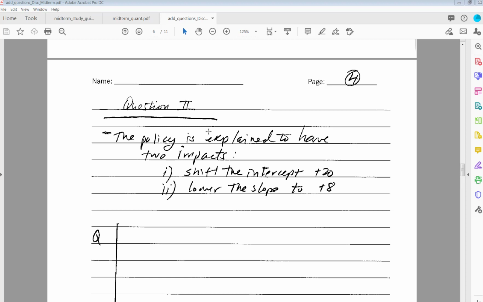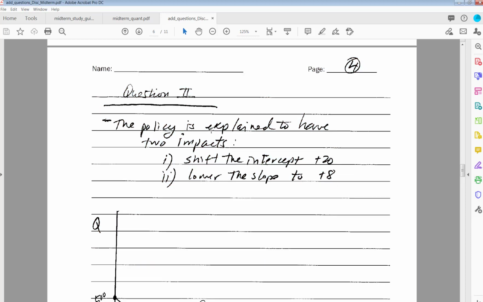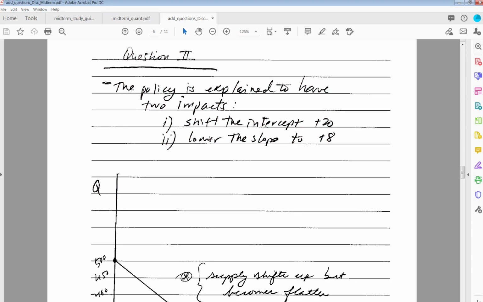Okay, back on this. Question 2, policy has 2 impacts that were described to us. Again, we don't have to go back and think about whether the policy is good or right. This is the quantitative section, so we're just trying to come up with the quantitative impacts, and I'm asking specifically for some. So 2 impacts that enter into our market. First, the shift of the intercept, and then the sort of tilt or the degree of the slope is going to change to plus 8.